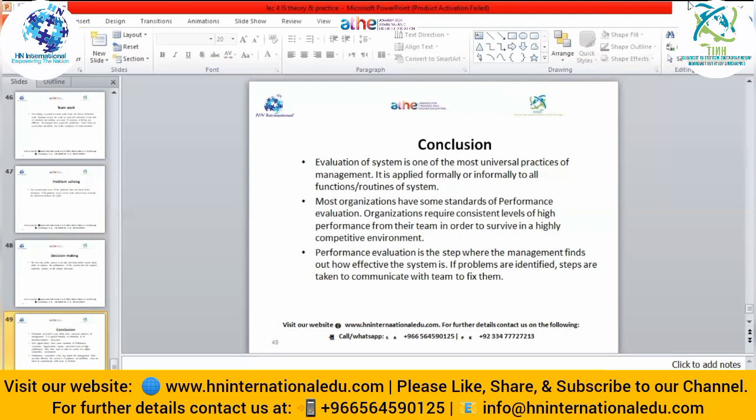So it is good for us to evaluate the performance of our system, our organization, and our team. If we are not evaluating or judging the performance of our team as well as our organization, we cannot check how we can improve our performance. So we have to make the evaluation on an annual or monthly basis.